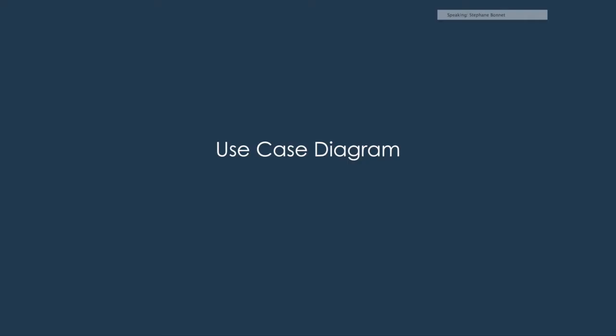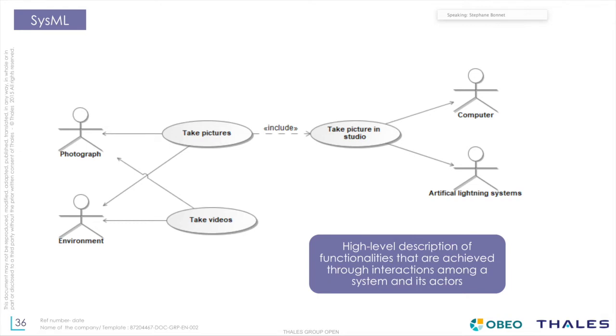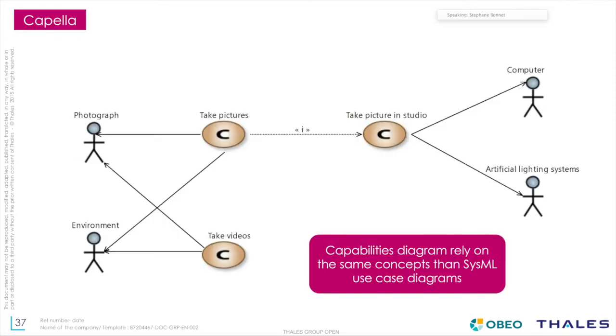Use case diagram. A use case diagram in SysML is a high-level description of functionalities that are achieved through interactions between a certain number of systems and actors. So here we have several use cases, like take pictures, that includes another one, like take picture in a studio, and so on. We have the exact same thing in Capella. The difference is use cases are called capabilities. They have preconditions and postconditions. They are illustrated by sequence diagrams, functional chains, and so on.